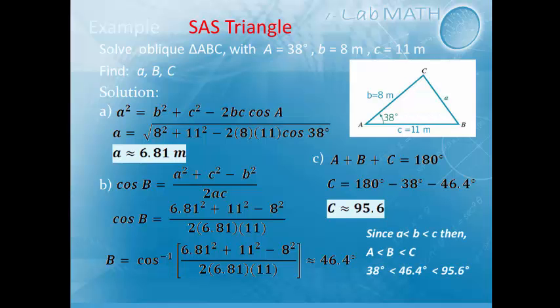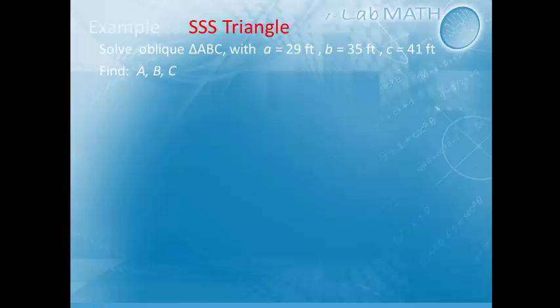There you go. Is this true? We will verify our values there. Since the smallest side is side A, A is less than B, and B is less than C, it should be that angle A is less than angle B, and angle B is less than angle C. So is that true? 38 degrees is less than 46.4, and 46.4 is actually less than 95.6. Yes, and our values are possible and true.